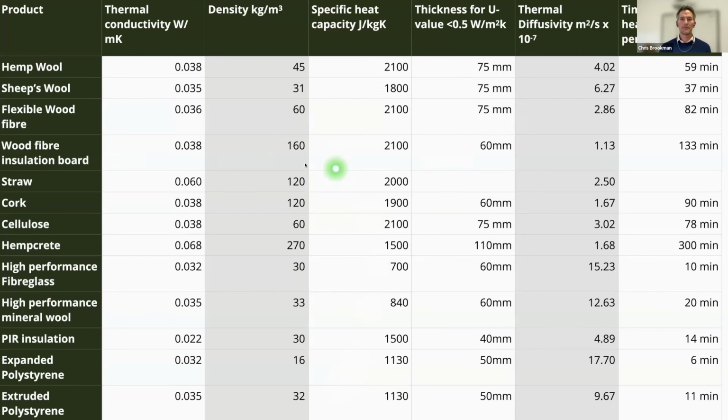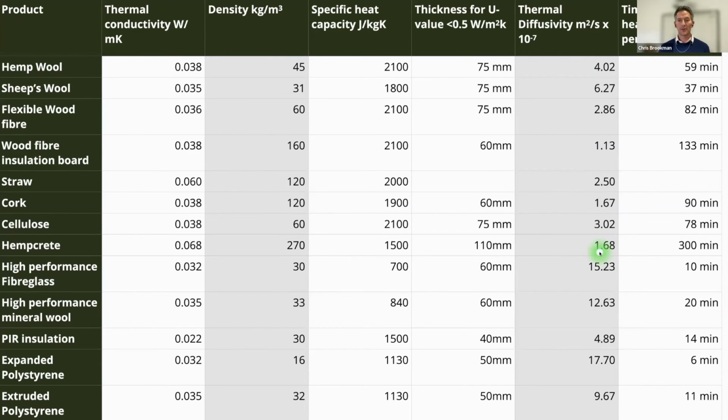So again, back to the table. This time we're going to be looking at thermal diffusivity. This is the speed at which heat moves through those materials and into the room inside. So the lower the number here, the longer it takes. Again, you've got the fibers up here, about 2, 4, 6, that kind of range. Wood fiber is down at 1.13. Hempcrete is down here, 1.68.